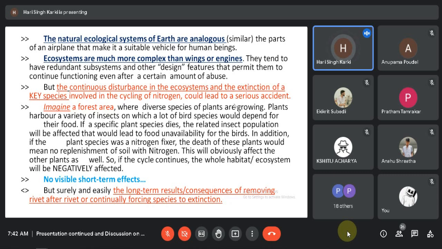So this is how the chain is disturbed, and this will obviously affect the other plants as well. If the cycle continues, the whole habitat or the whole ecosystem will be negatively affected. This is the continuous result of the disturbance in the ecosystem and the extinction of key species. You can elaborate further. There are no visible short-term effects, though. These short-term effects may not be clearly visible, but surely the long-term consequences of removing rivet after rivet and continually forcing species to extinction will have results.